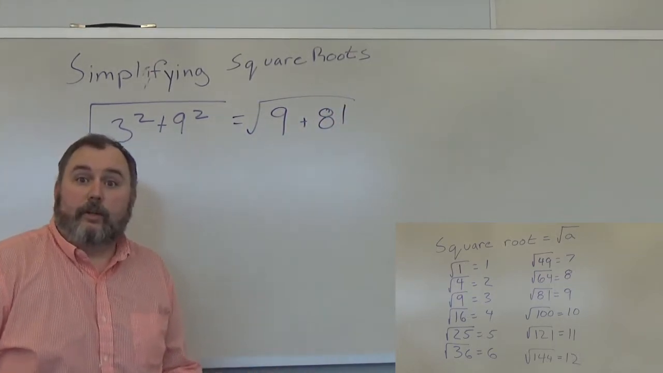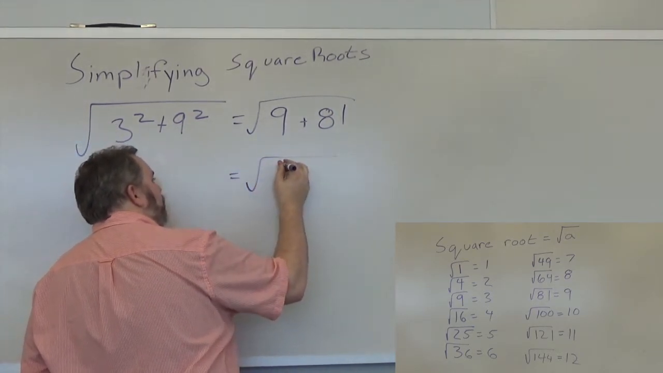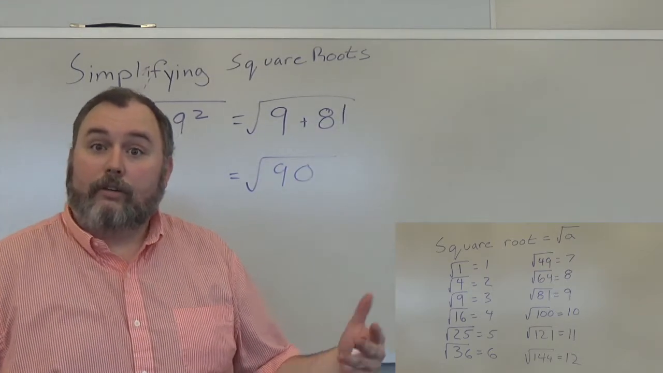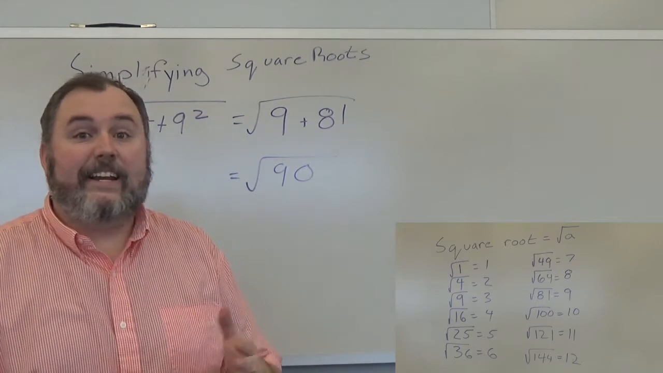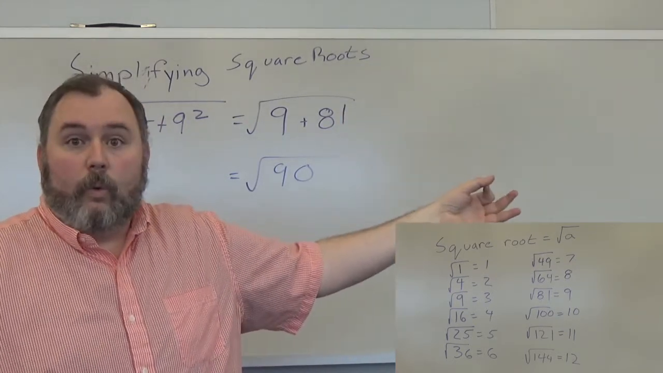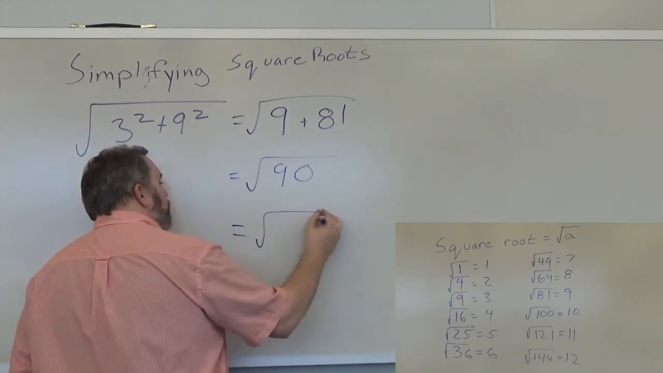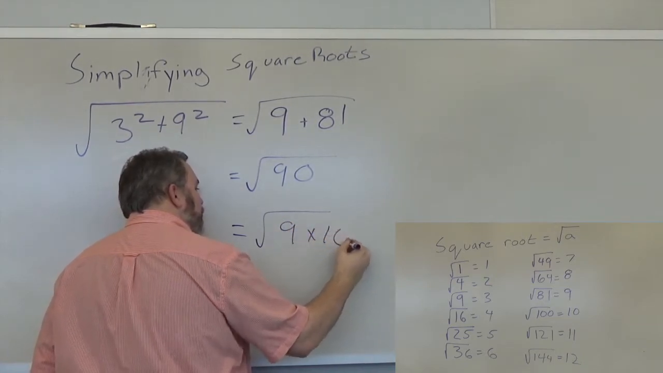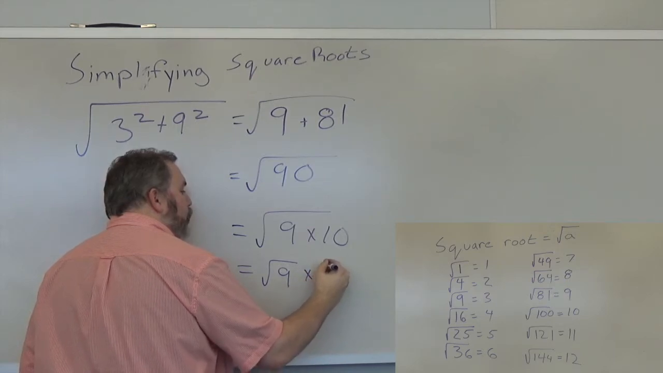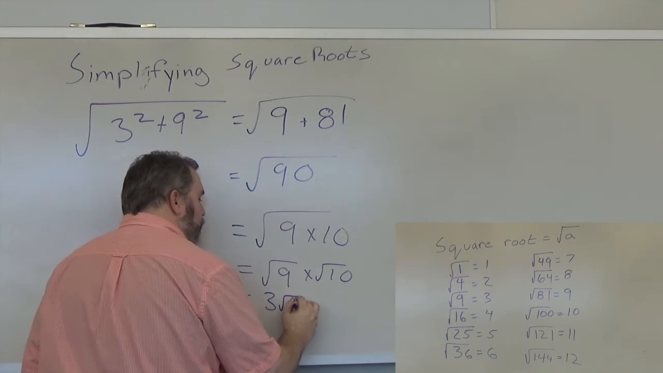Well, we still can't really do anything with it until we add these two together. We get that to be the square root of 90. Well, now we can go ahead and start factoring. What can we factor out? Well, we need to look for our biggest perfect square. 1 won't work, 4 won't work, but 9 will. So I can factor this and say that this is 9 times 10. Or I can rewrite it and say the square root of 9 times the square root of 10. And I get 3 times the square root of 10.